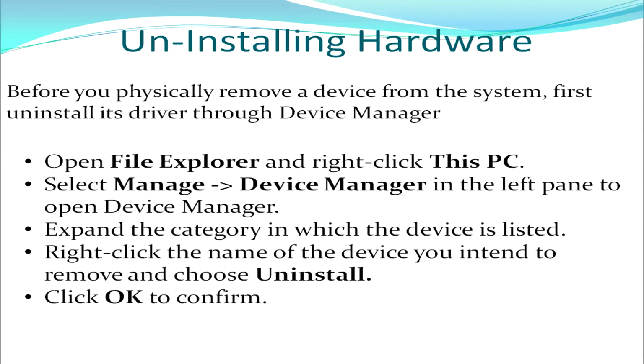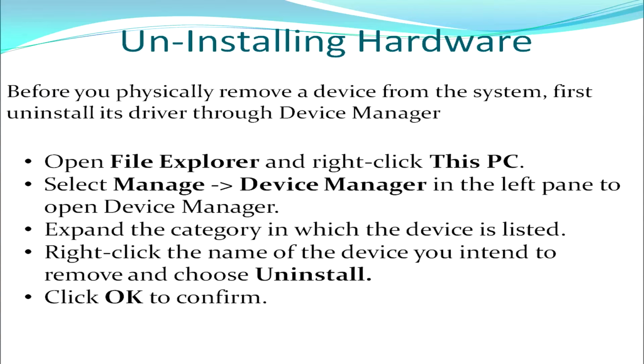Now, you feel that I don't need a particular device, then I should uninstall it, because if you don't uninstall it, that driver is taking the memory of your computer. So, you should also know how to uninstall a particular hardware. Just physically removing it does not serve the purpose. You should always uninstall it and then physically remove it. To uninstall, again open the file explorer, go to the this PC folder and select the manage device driver option. Choose the category where the device is listed, whether it is a printer or a scanner or a camera or an SD card, whatever you have.